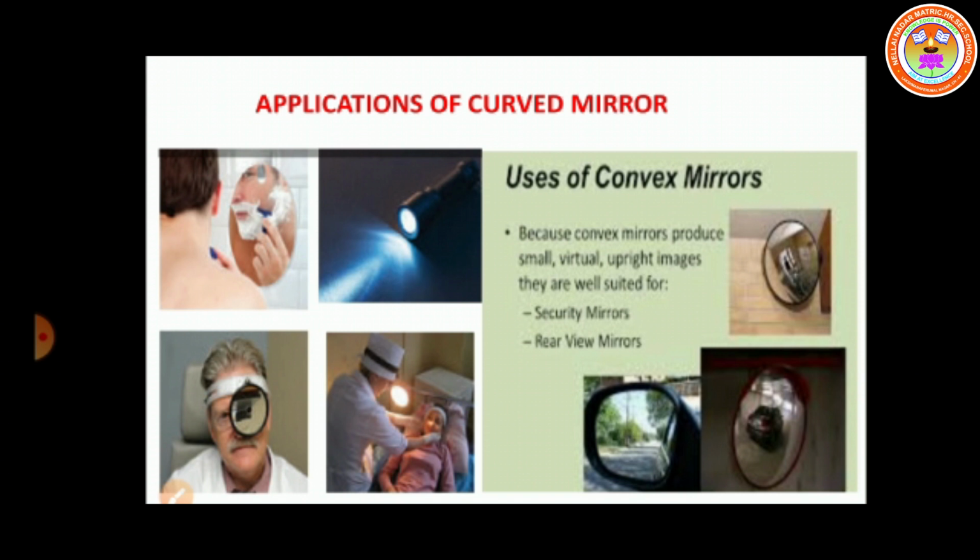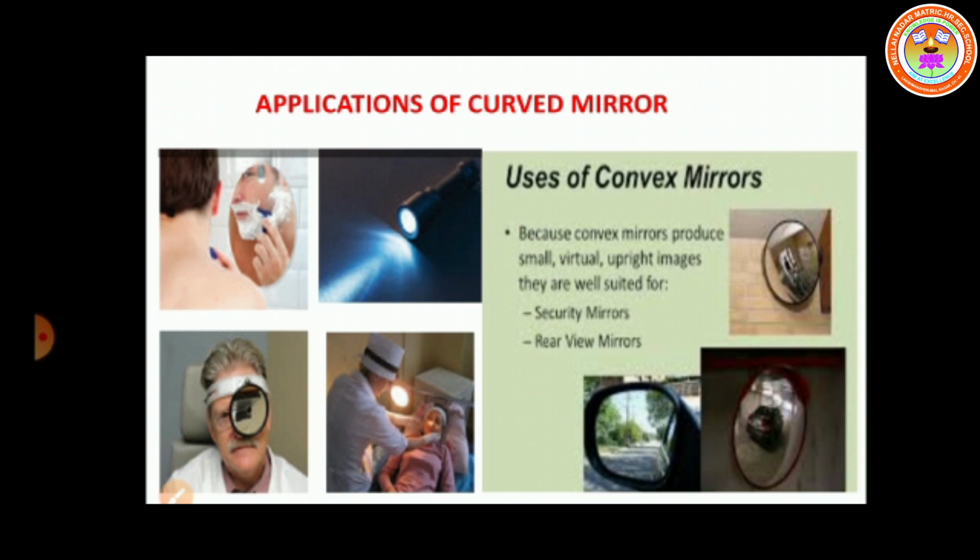So it is used for the makeup mirror, and it is used in the torchlight or in the searchlights, third it is used in the solar cookers, and fourth it is used in the head mirrors by doctors to examine some of the organs, and fifth it is used in the reflecting telescopes.